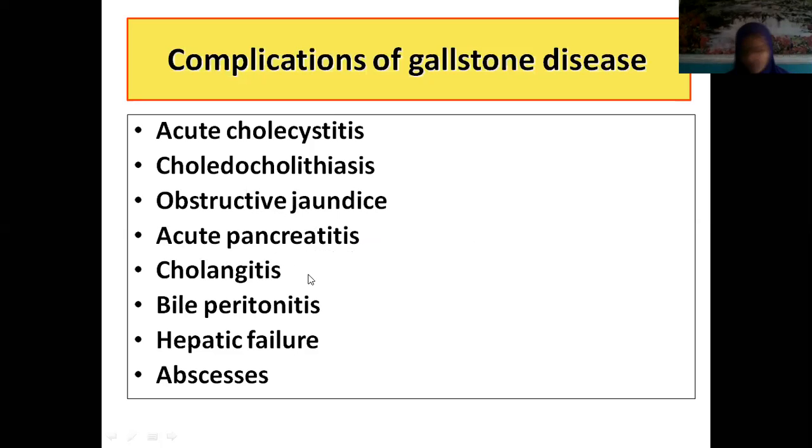Cholangitis. What is abscess? Abscess means pus formation. Okay? Pus formation.